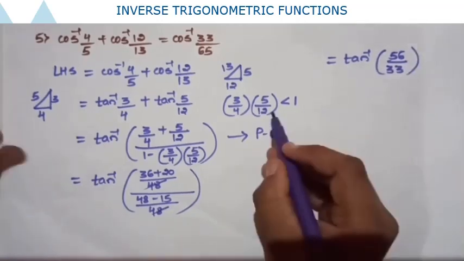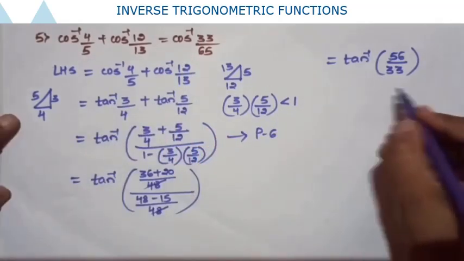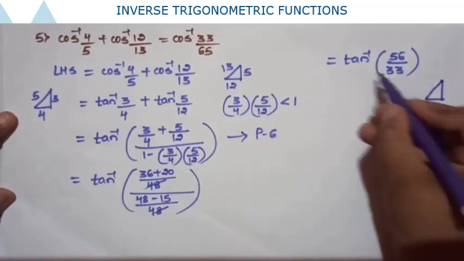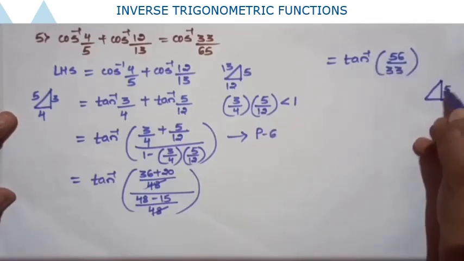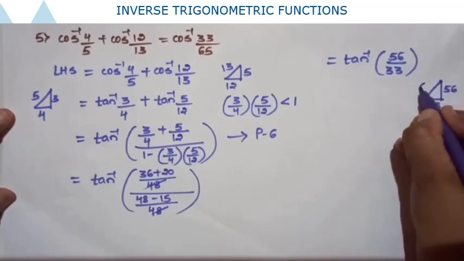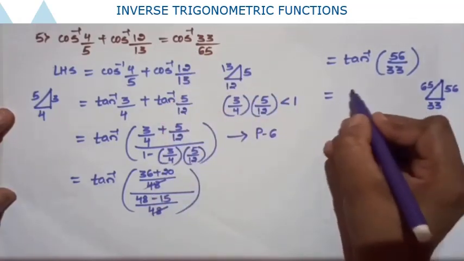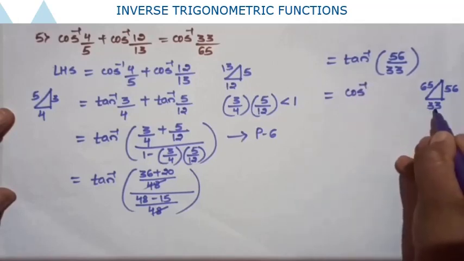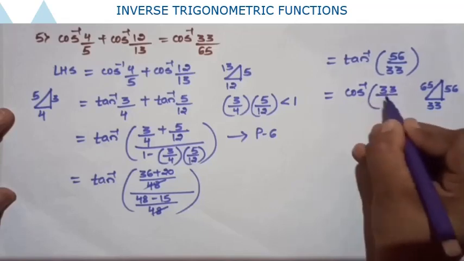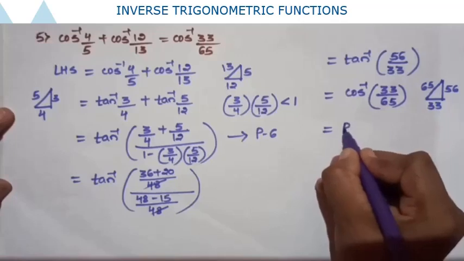Okay, so therefore the answer is required in terms of cos inverse. We got the answer as tan inverse. Again you consider a right angle triangle and convert tan inverse to cos inverse. Tan inverse 56 by 33: 56 is opposite, 33 is the adjacent side, therefore the hypotenuse becomes 65. Okay, so we want the answer in terms of cos inverse. Cos inverse definition is adjacent side by hypotenuse, therefore this becomes cos inverse of 33 divided by 65. Okay, so that is the RHS.